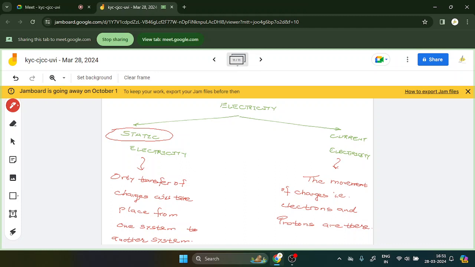For static electricity, I have already given you the example. One example is that when you rub a balloon with your hair and then try to stick it to the wall, it sticks because of friction. Static electricity is also called charge due to friction, or frictional electricity. And another one is current electricity, in which there will be the movement of electrons and protons. How does this happen? Let us discuss that.